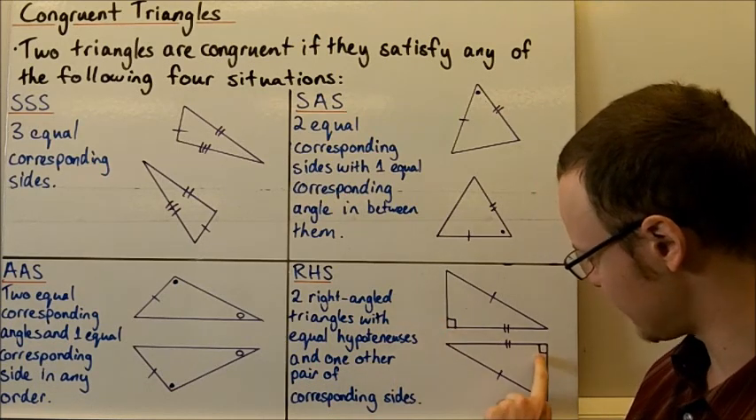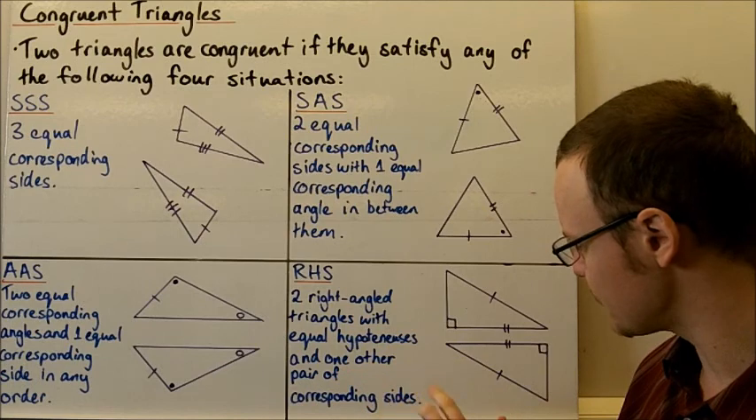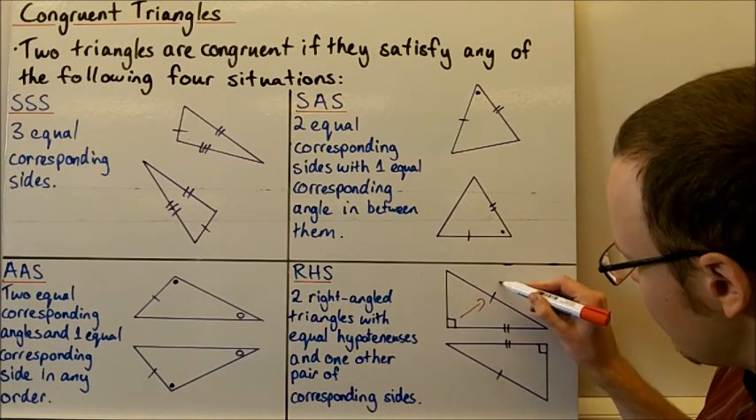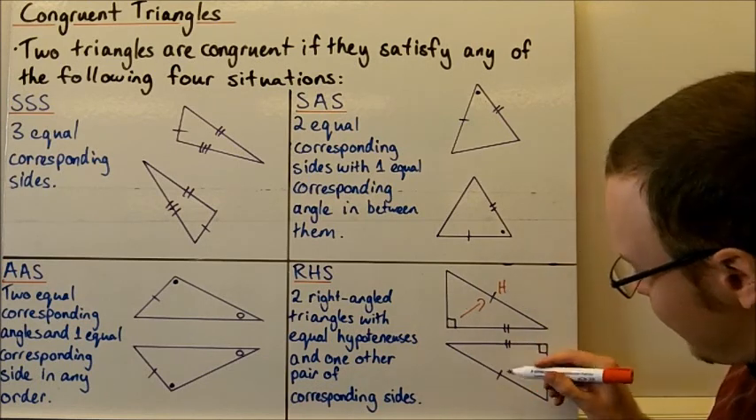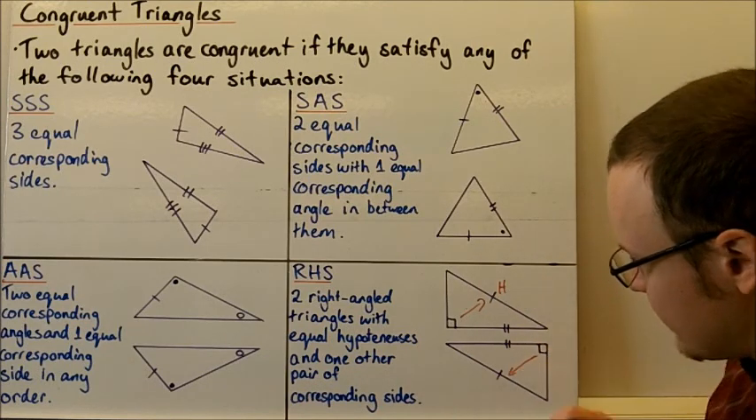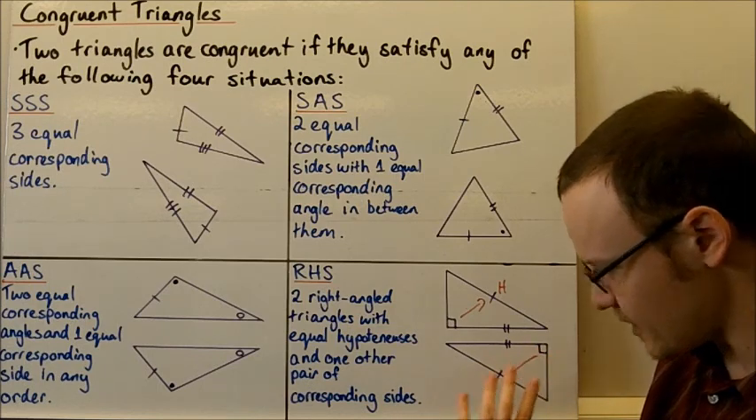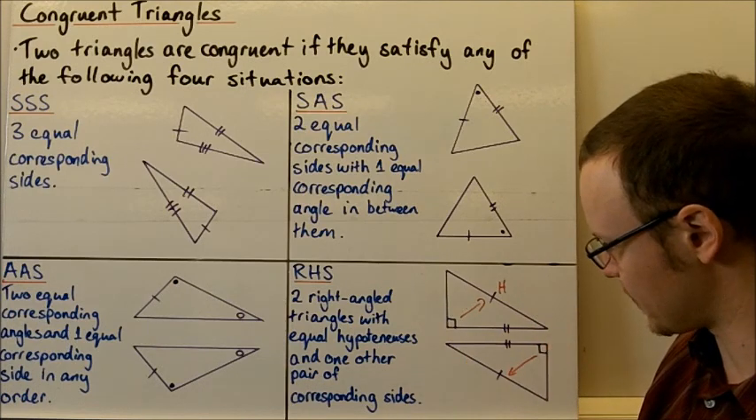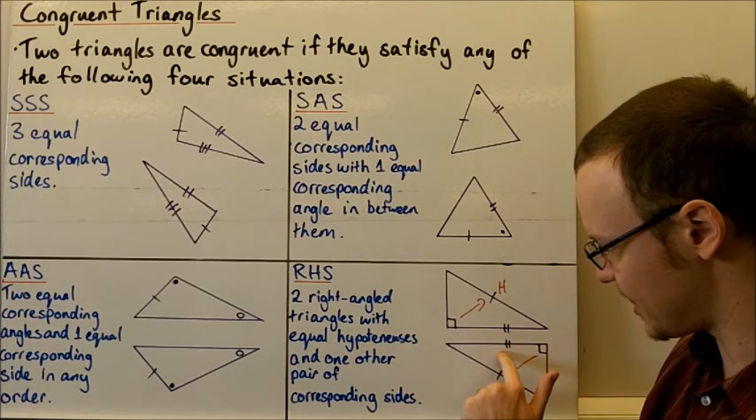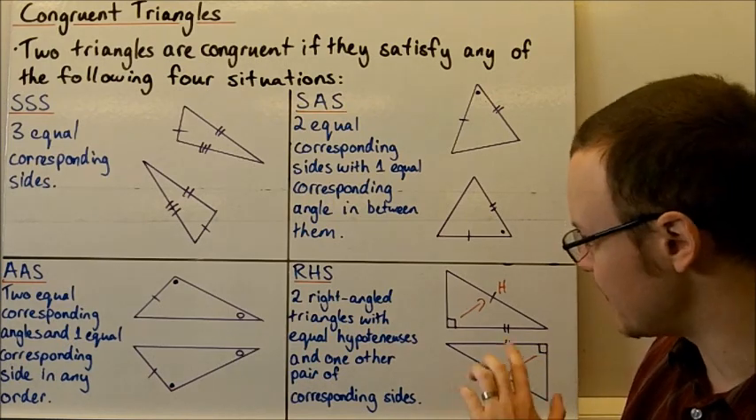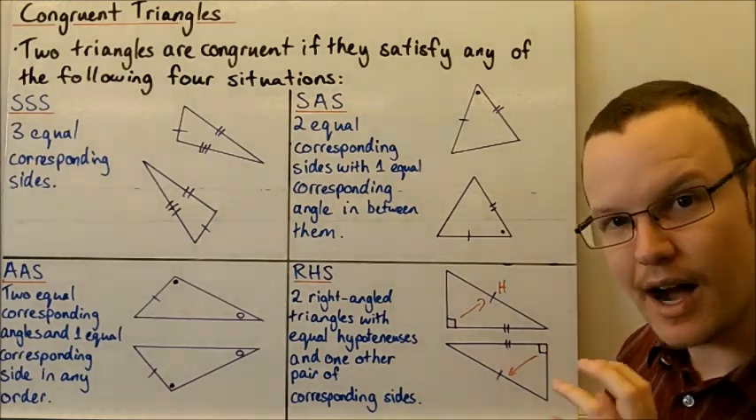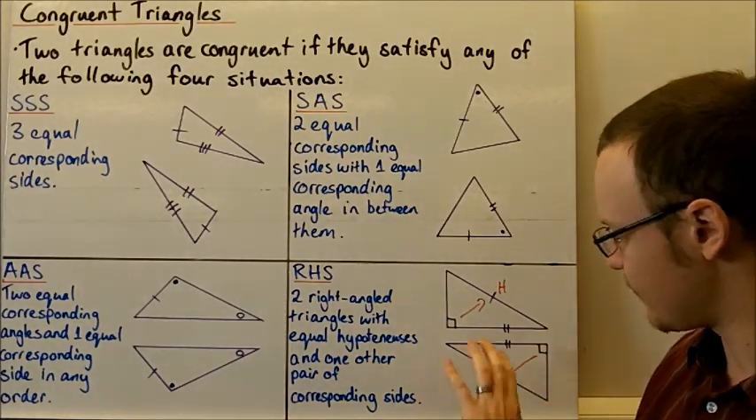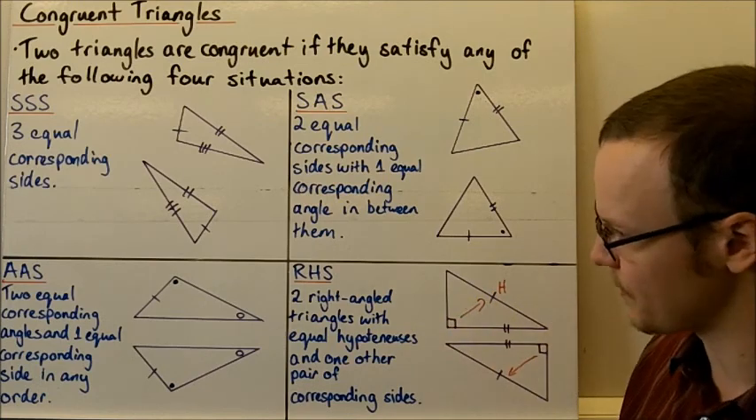So here we've got the right angles. They're both right angled triangles. The hypotenuse is opposite the right angle. This is the hypotenuse here, and those two are both the same length. So those two are corresponding sides, and we've got another side here that is corresponding. So these two triangles are congruent. They are the same triangle, just rotated.